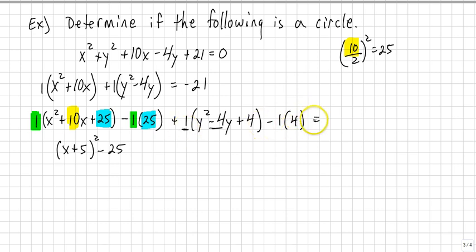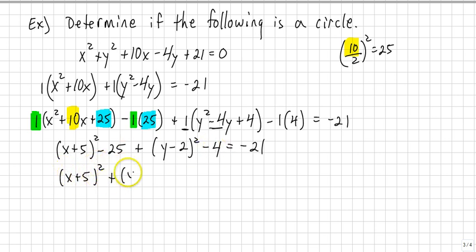And then don't forget, on the other side, we had that negative 21. It's easy to forget about this negative 21 that's just hanging out, minding its own business. So now this should factor, so it'll be plus y minus 2 quantity squared minus 4 equals negative 21. So collect like terms, the negative 25 and the negative 4, that's negative 29. And then go ahead and add that to the other side.